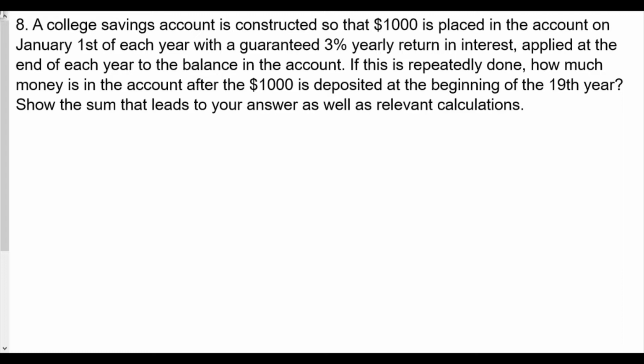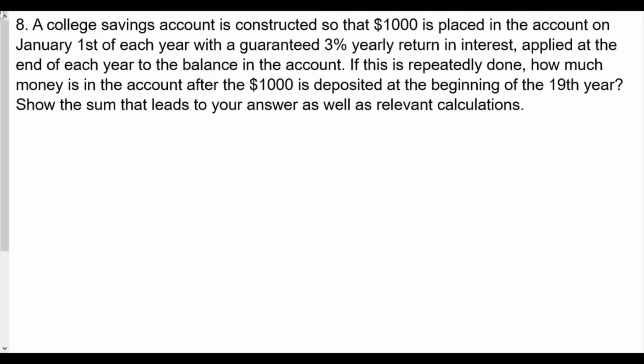All right. Now, number 8. A college savings account is constructed so $1,000 is placed in the account on January 1st of each year with a guaranteed 3% yearly return in interest applied at the end of each year to the balance of the account. This is repeatedly done. How much money is in the account after the $1,000 deposit at the beginning of the 19th year? Show the sum that leads to your answer, as well as any relevant calculations.